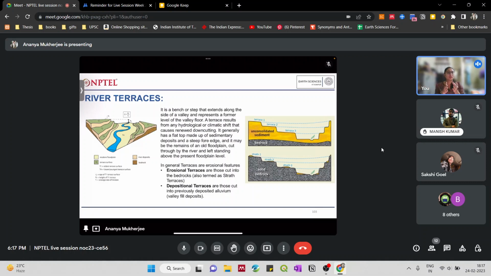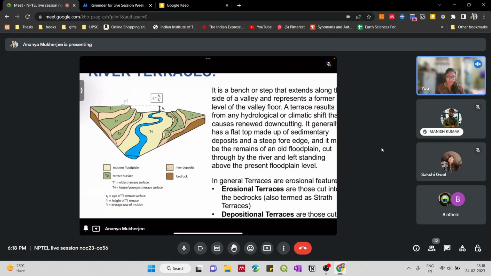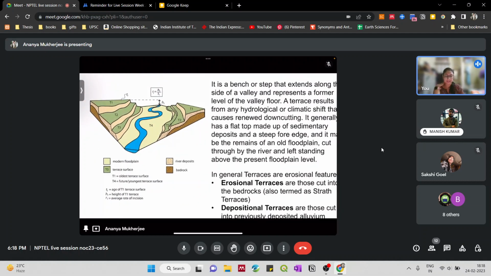So the river will downcut more, and then another step will be created. For a while it is going to flow in the new level. Then with time, suppose there is another upliftment, the area will rise again and the river will again downcut. Over here you can see, with respect to time, how terraces are formed.